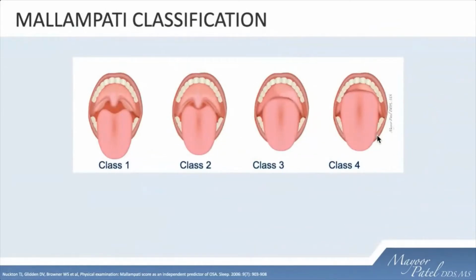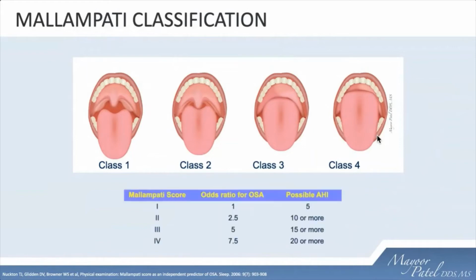And when you look at the oropharynx, what you're looking at is basically how much of the oropharynx can you see. So in class 1, you can see the entire oropharynx. Class 2, you've got the base of your tongue touching the uvula. At 3, the base of your tongue is at the soft palate. And at 4, it's at the hard palate. What's been looked at is the higher the classifications, such as class 3 and class 4, the greater the odds ratio of actually having obstructive sleep apnea.